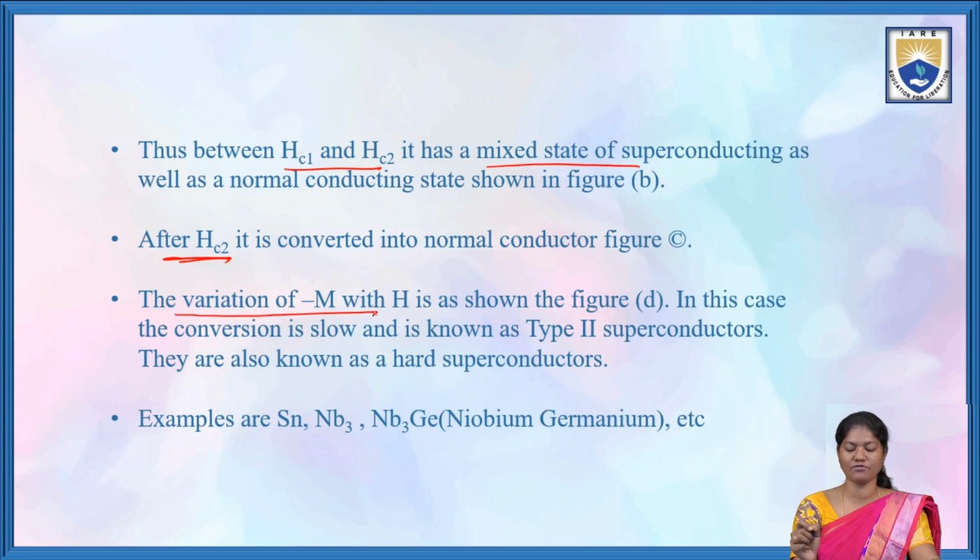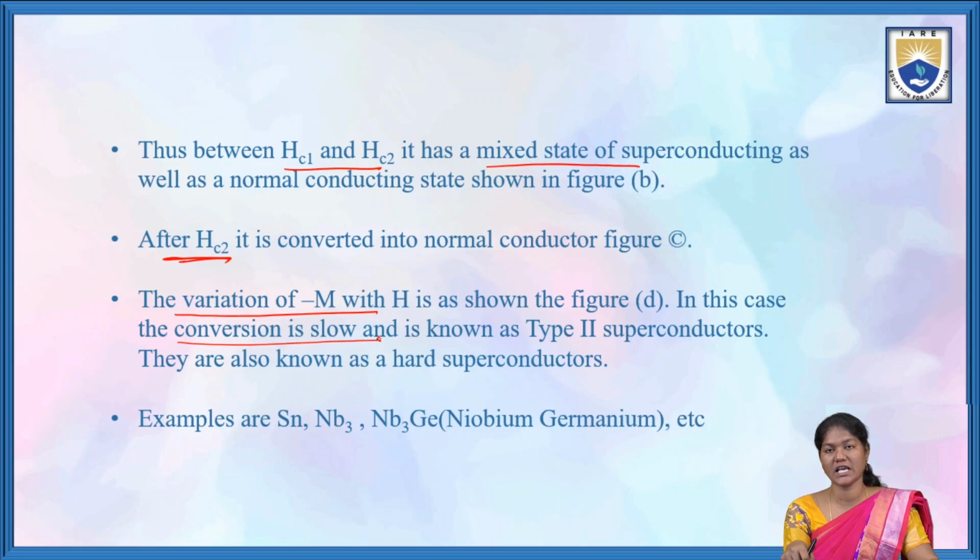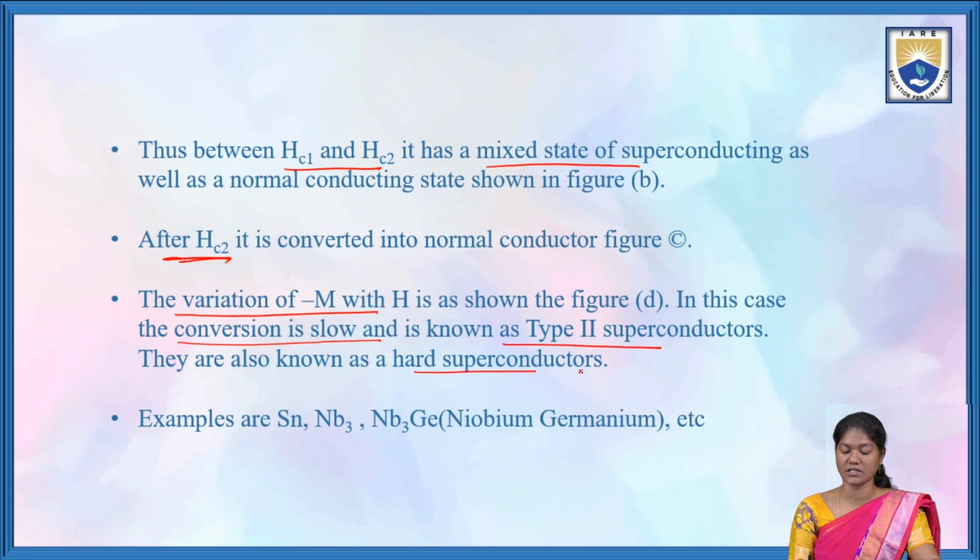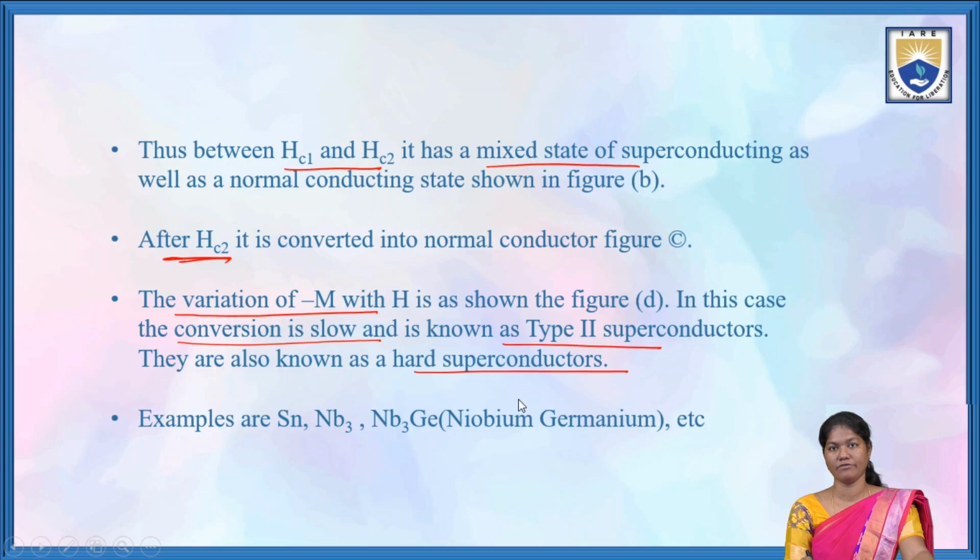The variation of opposing magnetization with H we can see in the diagram, and in this case the conversion is slow and is known as type 2 superconductors. They are also known as hard superconductors. For example, we can take niobium, germanium, etc., for the type 2 superconductors, which are the hard superconductors.